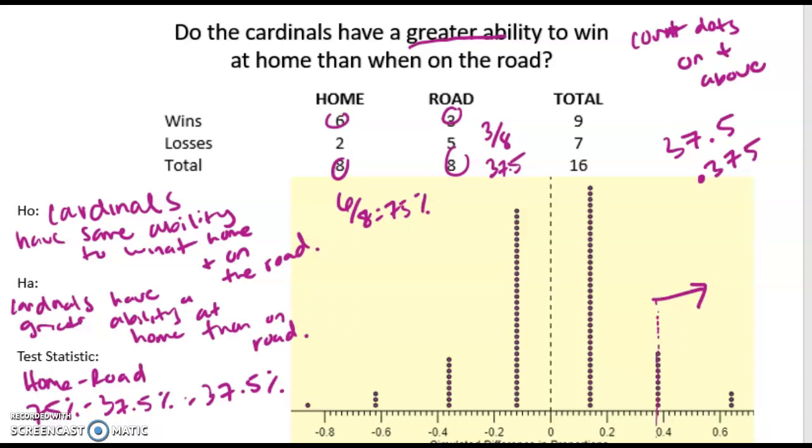I have 1, 2, 3, 4, 5, 6, 7, 8, 9, 10, 11, 12, 13. So there are 13 dots on or above. Your p-value divides by the total number of dots. Typically the example will tell you how many simulations occurred. So 13 divided by 100 is 13%. Your test statistic is 37.5%, and your p-value is 13%. We can make a decision from that p-value based on that amount.